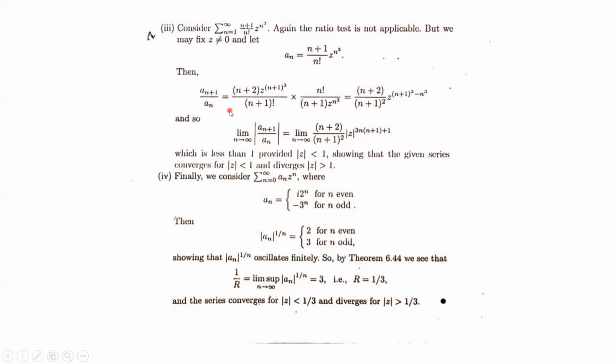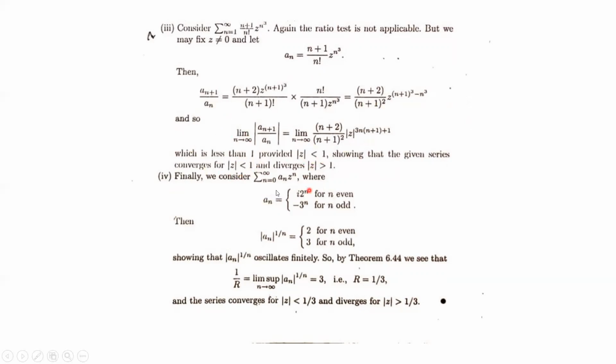Now, this is not equal to 0 whenever z is not equal to 0. That is quite obvious. Now we are employing this ratio test, and what we are finding is that the limit value is this, which is less than 1, showing the given series converges for all z and diverges never. So this is another technique. When you cannot employ the ratio test directly, you can use this technique also.